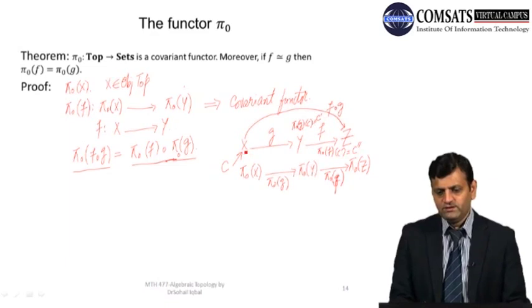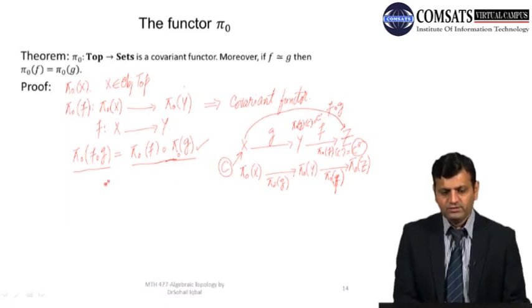Since C is path connected, its continuous image is also path connected. So f composition g, when applied on C, will give me a path connected subset of Z, which is contained in the same path connected component. So we can say that these two functions are equal. They are equal for each and every path connected component of X, so they are equal.